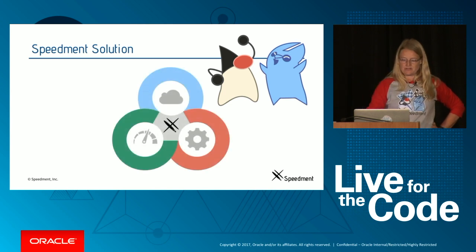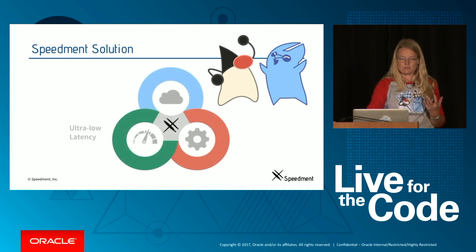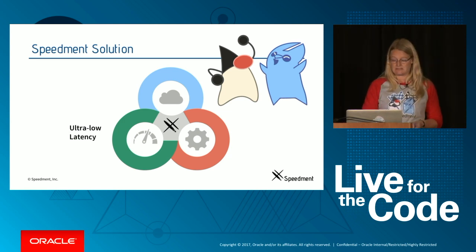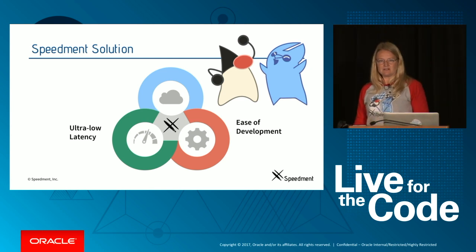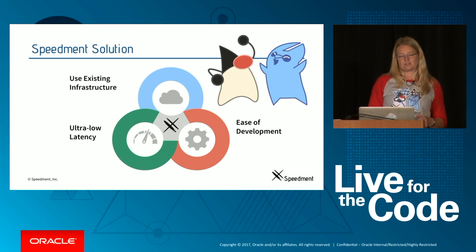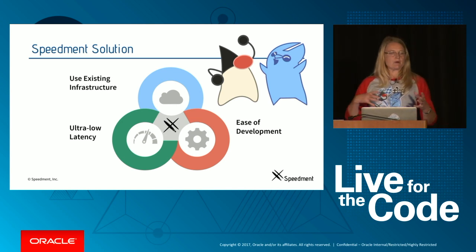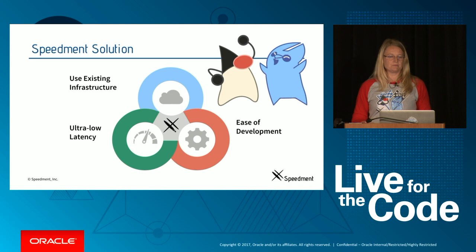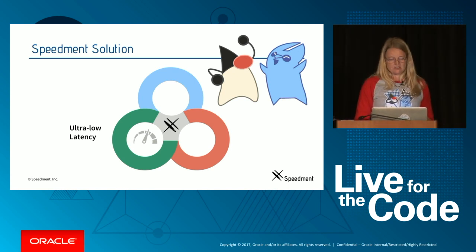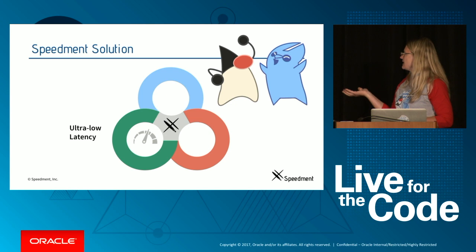Speedment is 3 things. We developed it because we wanted to do something that could give you ultra-low latency. At the same time, we wanted to stick to Java and make it really easy to develop. And the third thing was that we wanted to stick to our existing database. We didn't want to migrate to another platform. So let's start with the ultra-low latency. And I will hand over to you, Per.